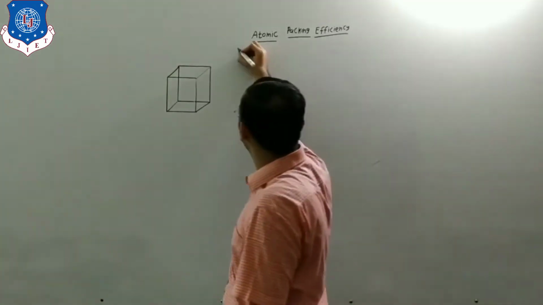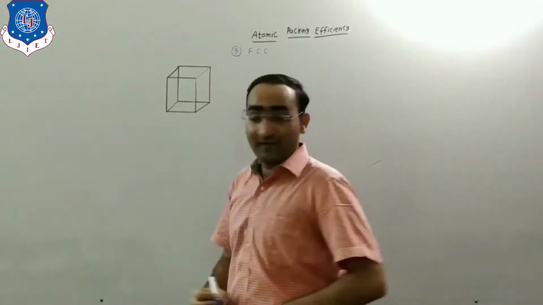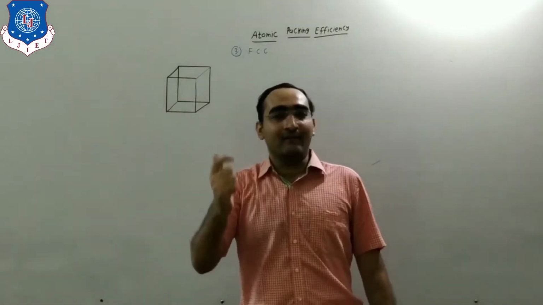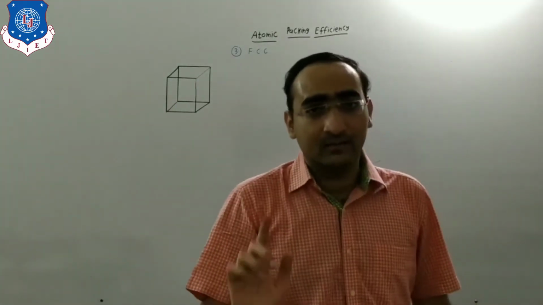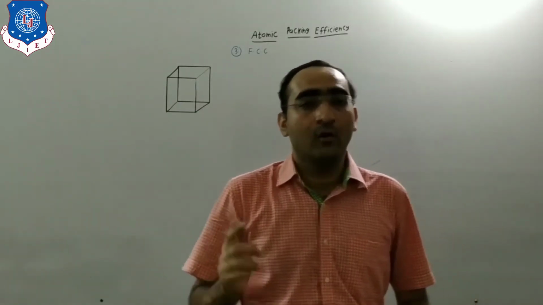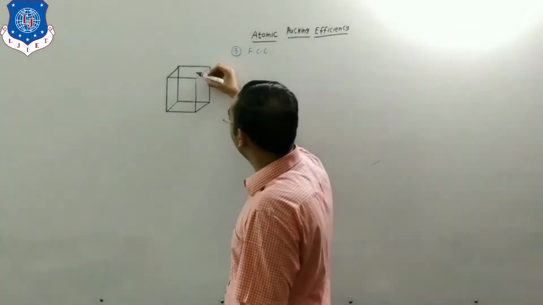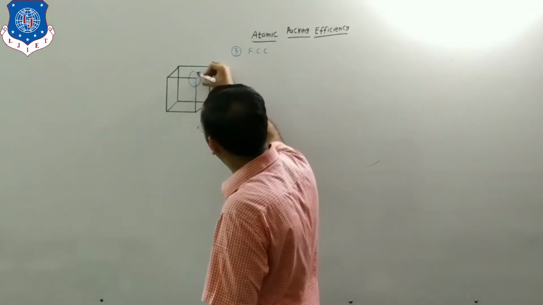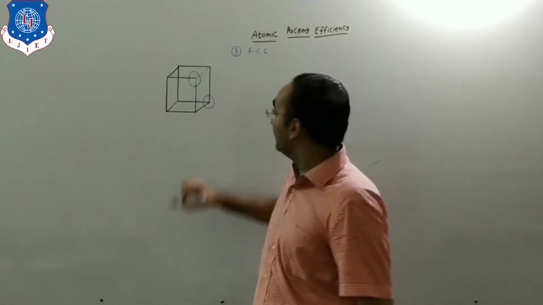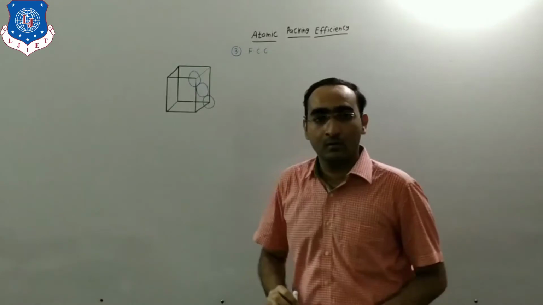The third one we will go through is the FCC structure, that is face centered cubic. What is the uniqueness of this structure? Each and every corner has one atom, plus there is a center atom located on all six faces of the cube. So let us take the simplified view: one atom located at the corner, one over this corner, and the third one at the center of the face.